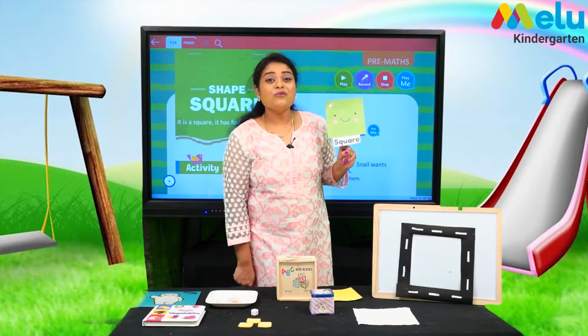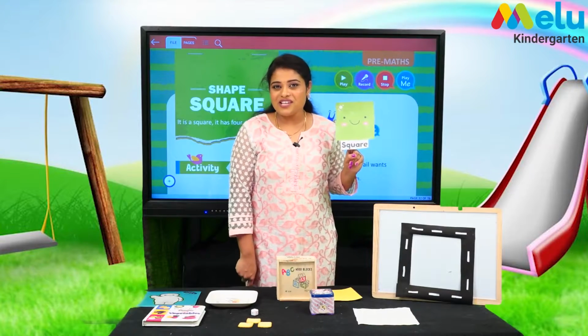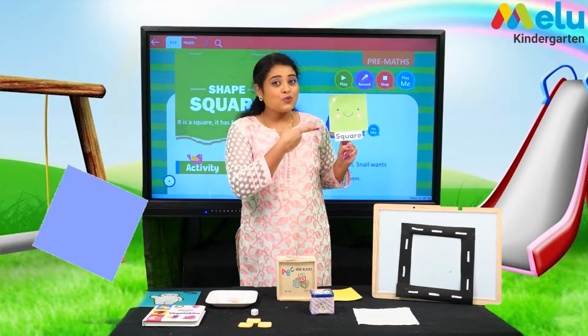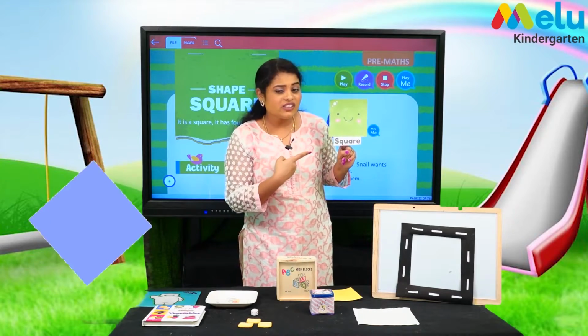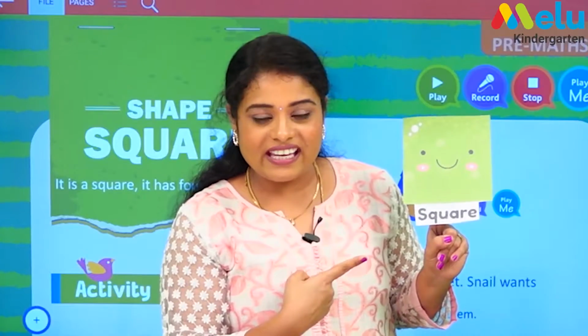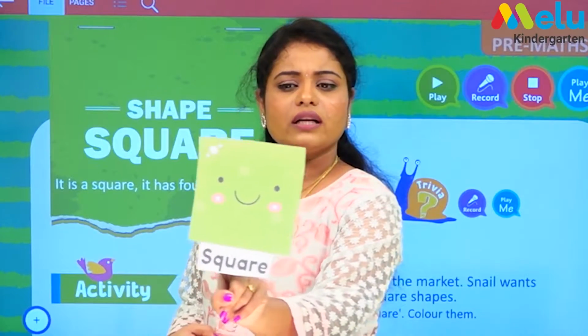Yes, so did you enjoy singing the song, children? On numbers 1 to 5, and we learned bubble, bubble, bubble, bubble, pop, right? So let's start our today's session. Children, today we are going to learn a new shape, that is square. What is the shape? Square. Do you want to see how a square looks like?